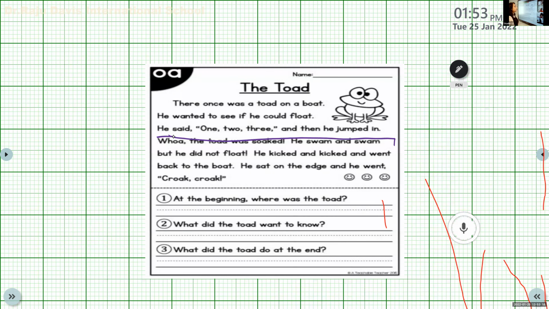Dia, come on, read. The toad. There once.